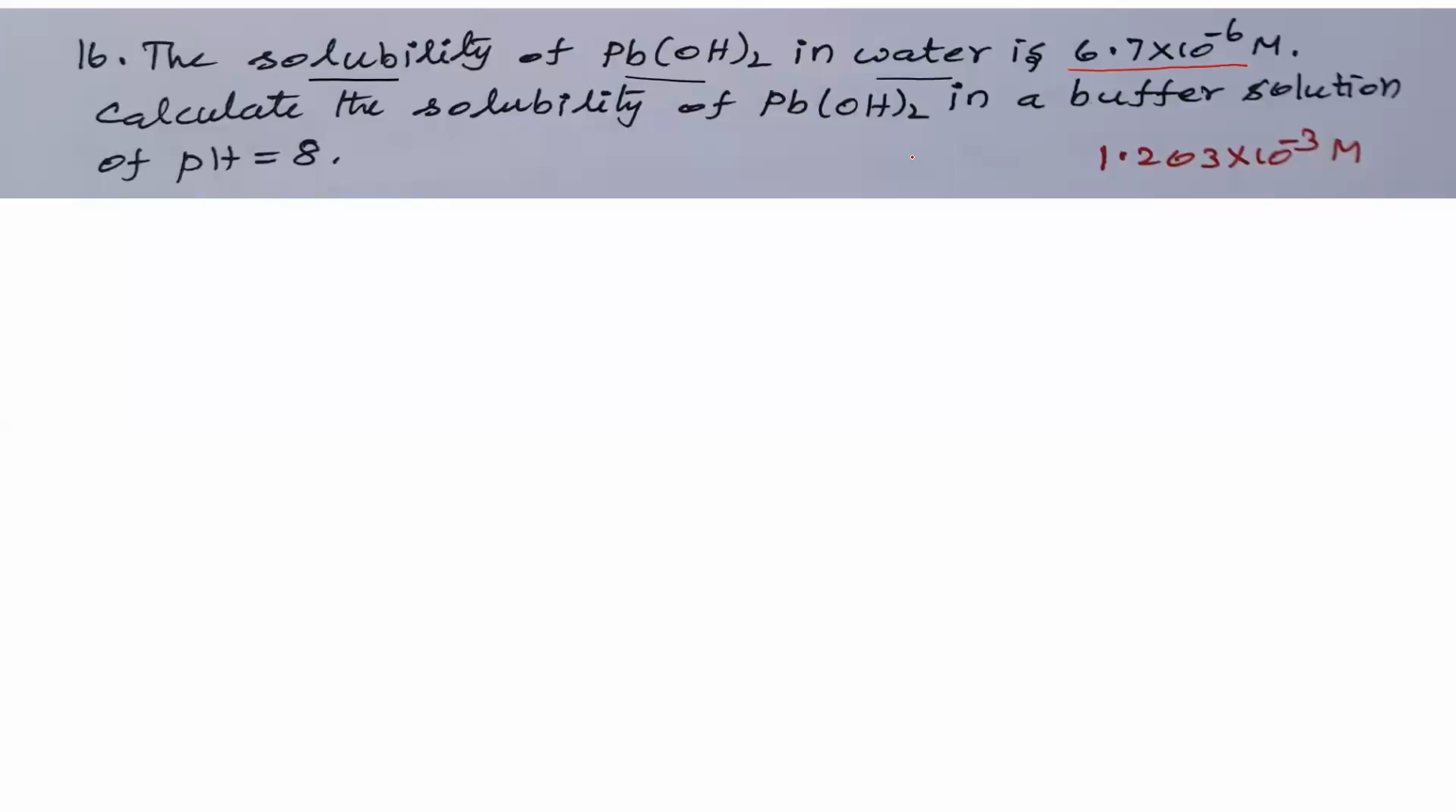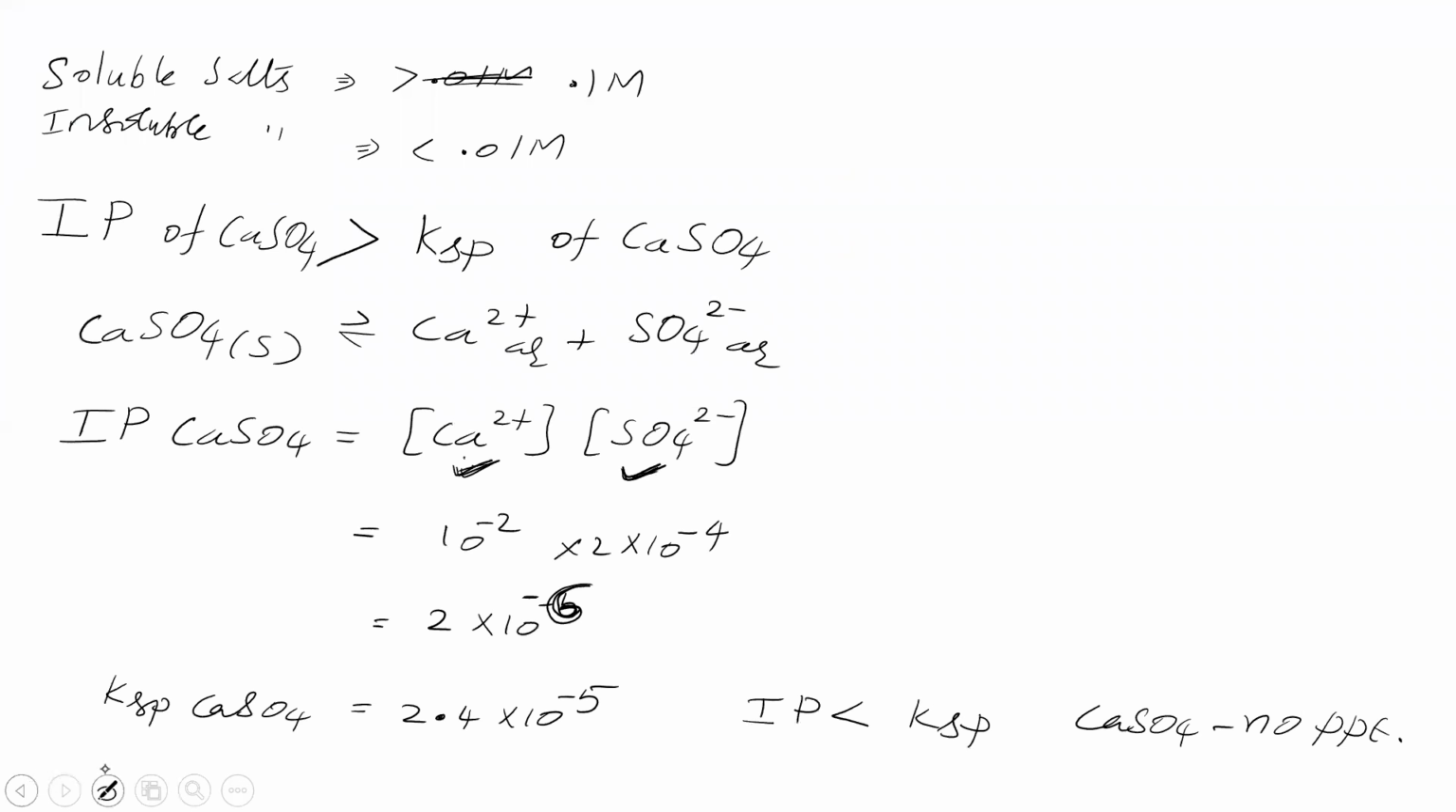Now let us look once again at the previous question. In the previous question, the solubility product is given as 2.4 × 10^-5. The ionic product we are getting is 2 × 10^-6, isn't it? Therefore, the ionic product is less than the solubility product. Therefore, no precipitation is possible. Now we will go for the next question.